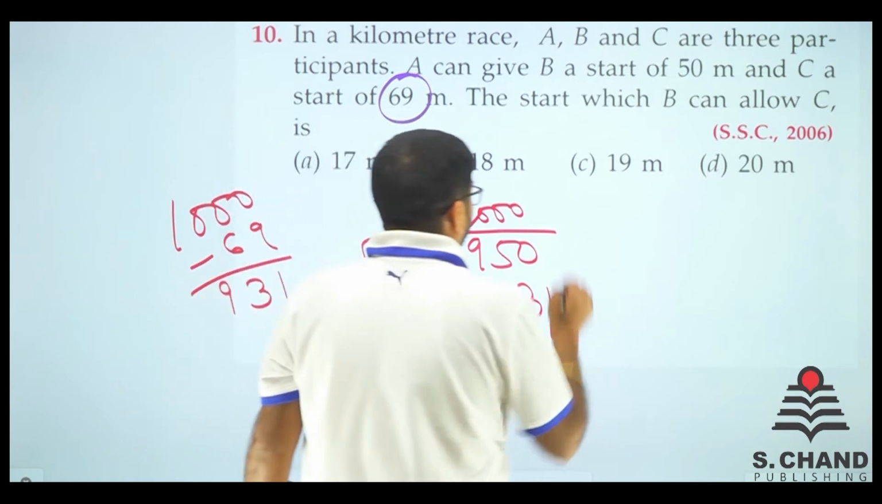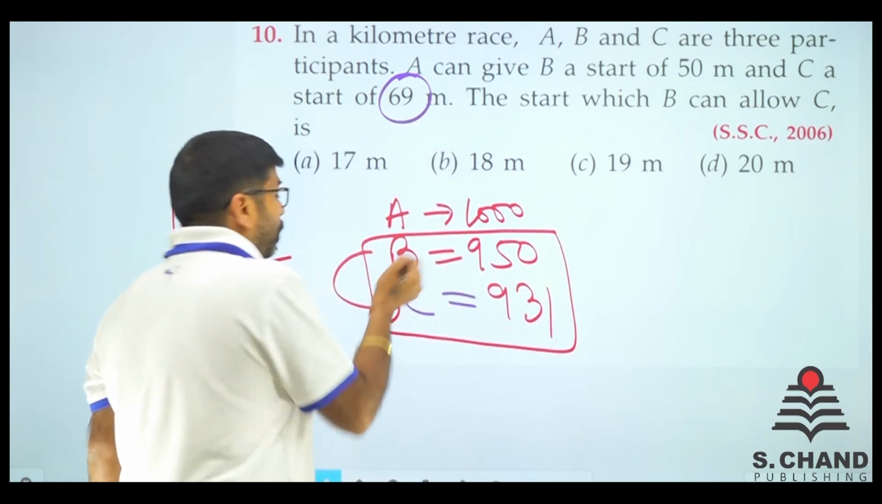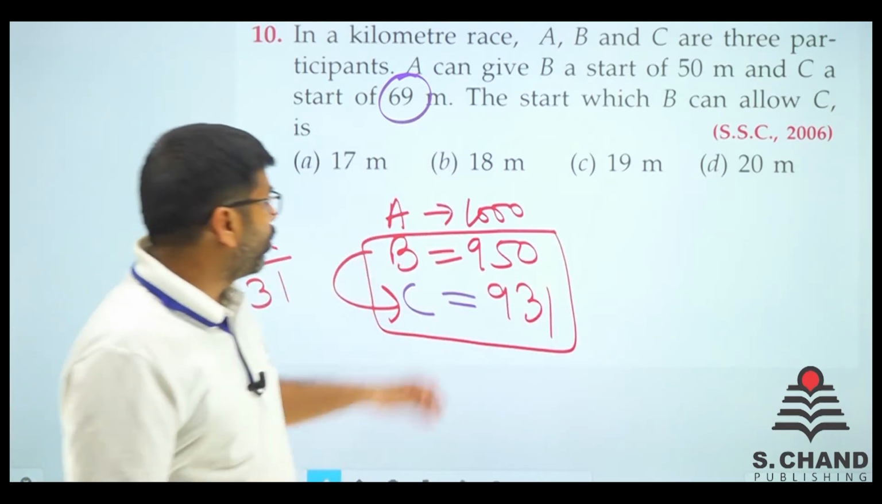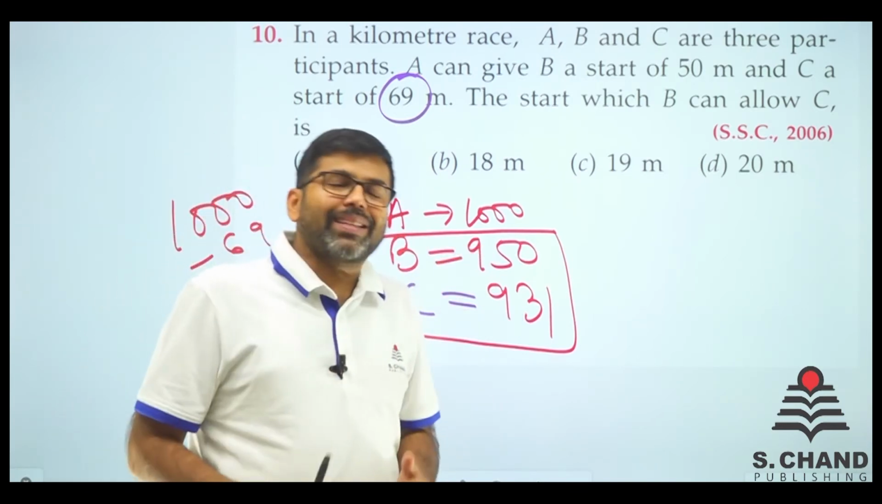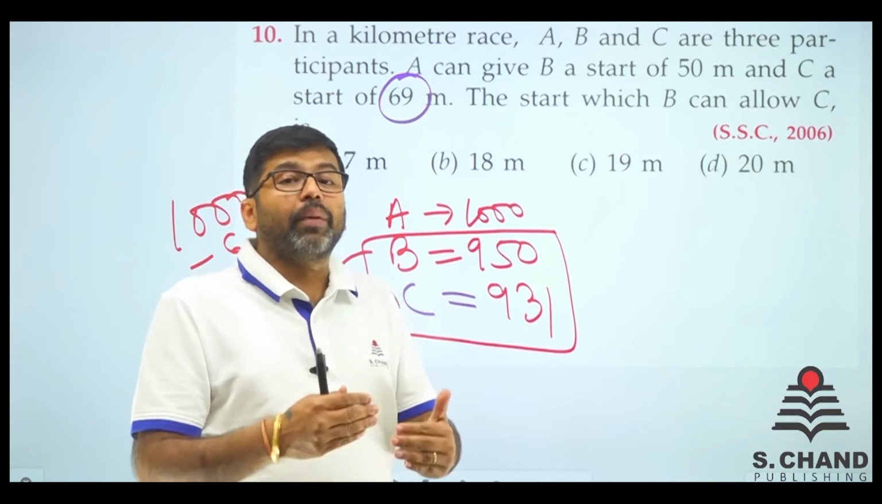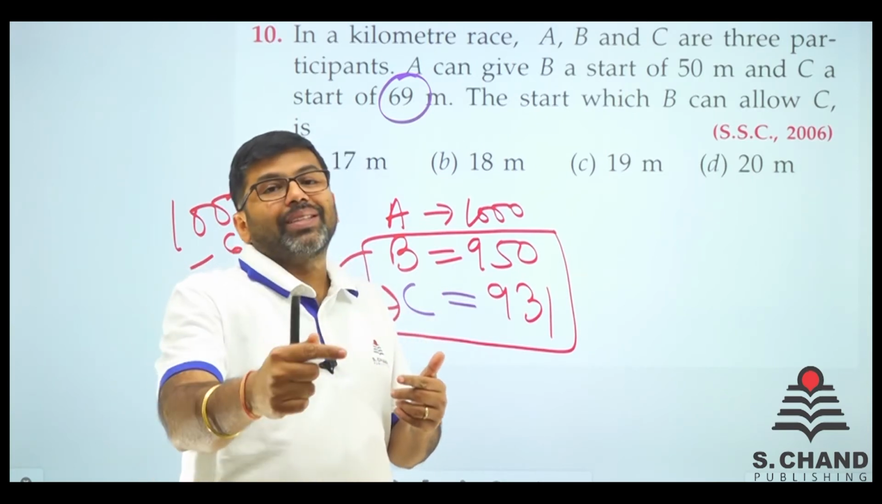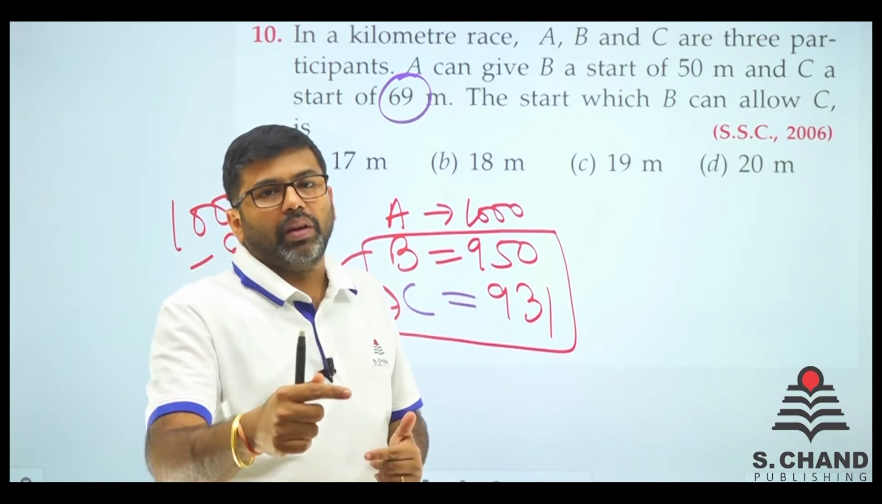Now you need to find out how much B can give to C. Because if I look from B's point, if I take B to be at the starting point, now how much is C ahead of B?